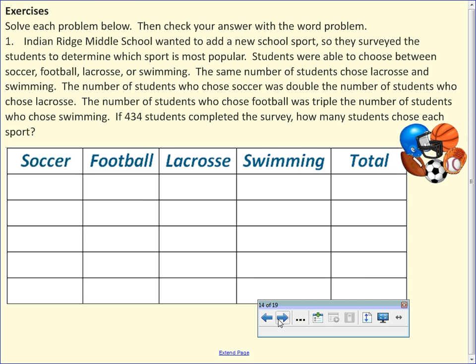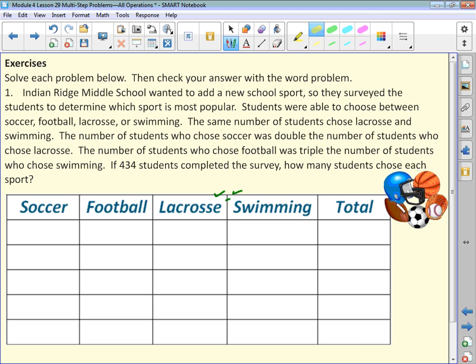I want to do one more practice. So turn to number 1 of the exercises. Indian Ridge Middle School wanted to add a new school sport. So they surveyed the students to determine which sport is most popular. Students were able to choose between soccer, football, lacrosse, or swimming. The same number of students chose lacrosse and swimming. So we know that lacrosse and swimming are going to be equal. So actually, that's one of my details. So I'm going to highlight that. Same number of lacrosse and swimming.